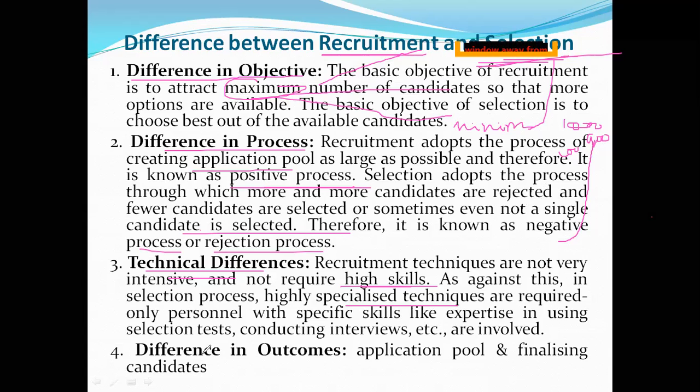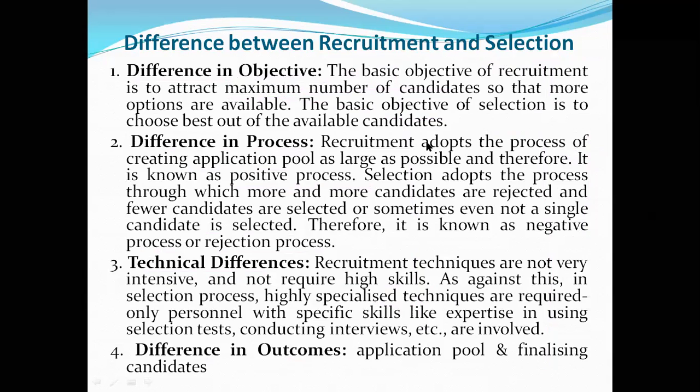Differences in outcomes. The recruitment outcome is the application pool. Application pool means, in my example, 1000 applications came; that is the application pool. And the selection outcome is that final candidates will emerge. The output is final candidates. Okay, so these are the differences between recruitment and selection.